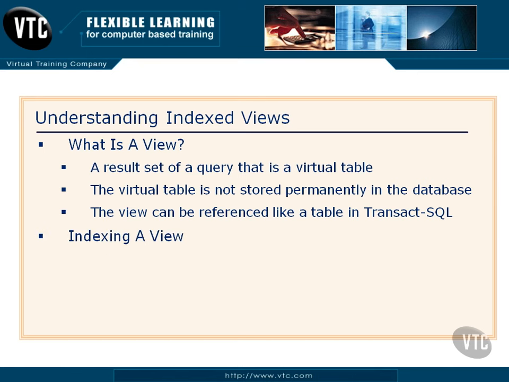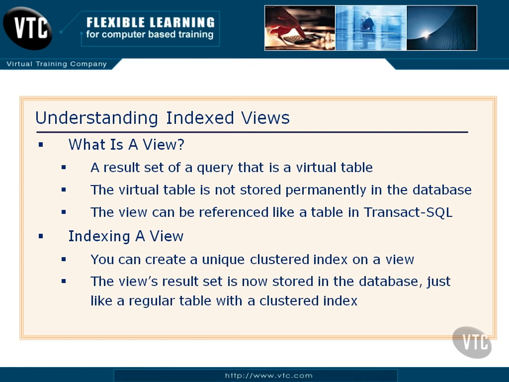Now, here's what's important to understand about views, and that is we can index a view. We can create a view, and at the same time we create it, we can create an index on a column in that view. I can create a unique clustered index on a view, and what it does to the result set is just what it does to a table. It puts the result set in the order of whatever column that unique clustered index is on. But then it does something just a little bit different and kind of weird. That result set gets stored in the database just like a regular table with a clustered index.